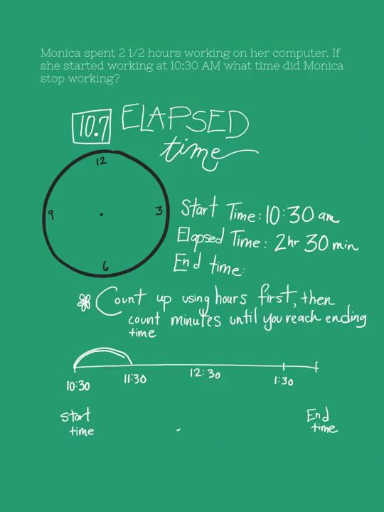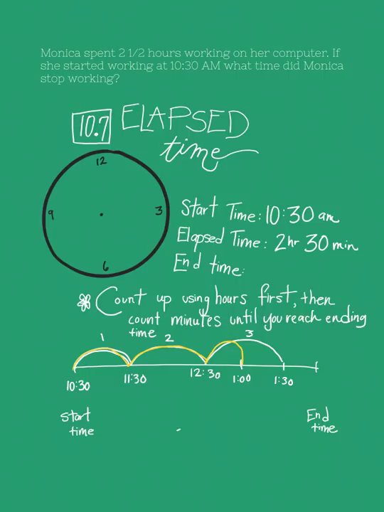So 10:30 to 11:30, that's 1. 11:30 to 12:30, that's 2. And if we go all the way to here, that would be 3 hours. But it's only 2.5 hours, so there's 1 in between. So this would be 1 o'clock. So she would go from 10:30 to 11:30, that's 1. 11:30 to 12:30, that's 2. And then 12:30 to 1, that's 2.5 hours.